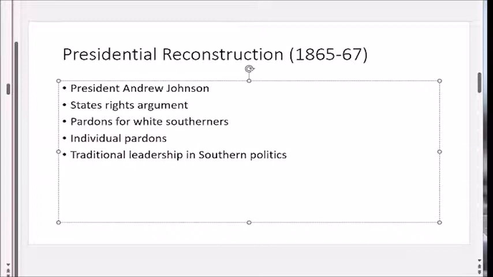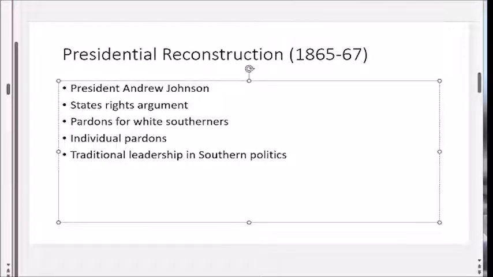Now let's take a look at the first phase of Reconstruction in the South. This is a period of 2 years, from 1865 to 67. This is known as presidential Reconstruction. Why? Because it's the policies of the president, Andrew Johnson, that heavily shaped the direction of Reconstruction at that time. President Johnson was a strong believer in states' rights. Okay, the argument of states' rights versus federal rights, right? The rights of the federal government. He believed that the federal government should not intervene in issues that should be left to the state governments in the South. Okay, so what are some of the policies of President Johnson that shaped Reconstruction during these 2 years?